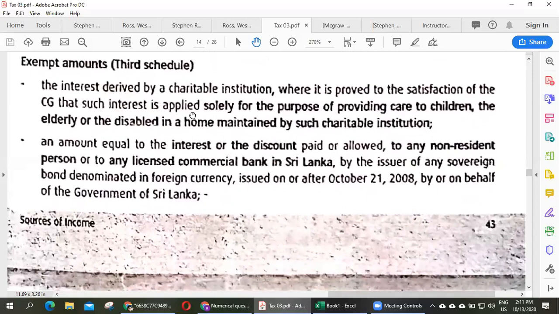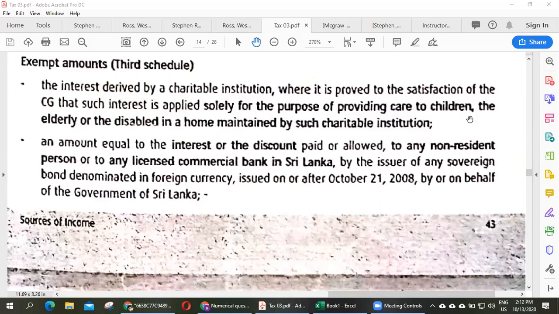Exempt amount. The interest derived by charitable institutions, where it is proved to the satisfaction of the Commissioner General that such interest is applied solely for the purpose of providing care to children, the elderly, or the disabled in a home maintained by such charitable institution. An amount equal to the interest or the discount paid or allowed to any non-resident person by any licensed commercial bank in Sri Lanka by the issuer of any bond denominated in foreign currency issued on or after 21st October 2008 on behalf of the Government of Sri Lanka.